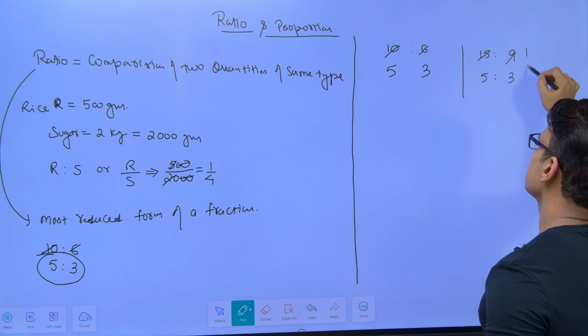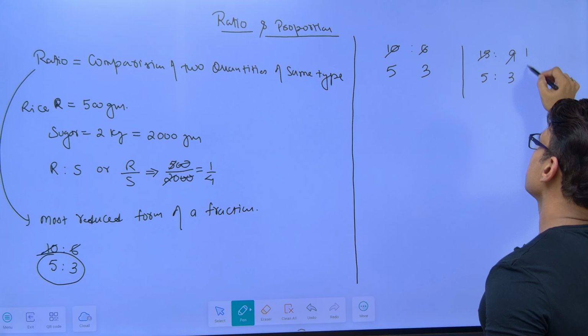Now, when I say there are two numbers in ratio 5:3, there are so many possibilities. The numbers can be either 5 and 3, or 10 and 6, or 15 and 9, or 20 and 12, and so many. So there are so many possible pairs where the ratio is 5:3.